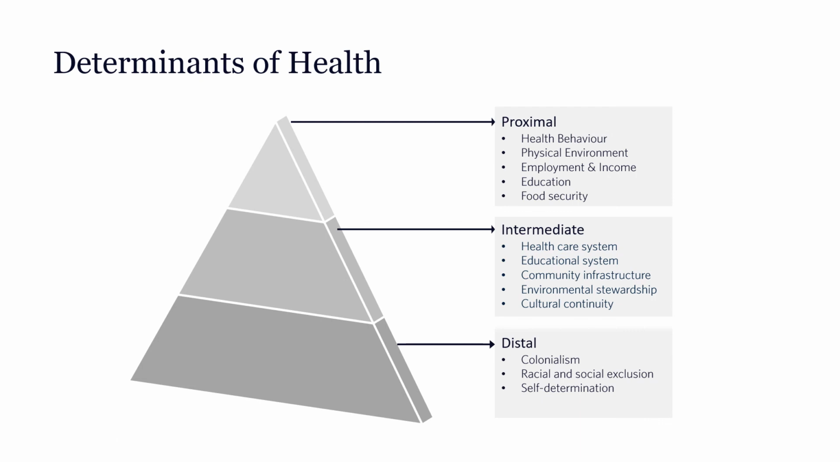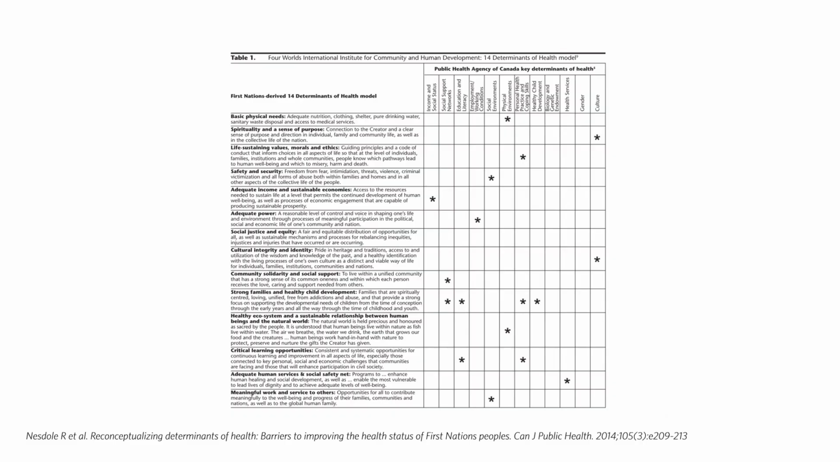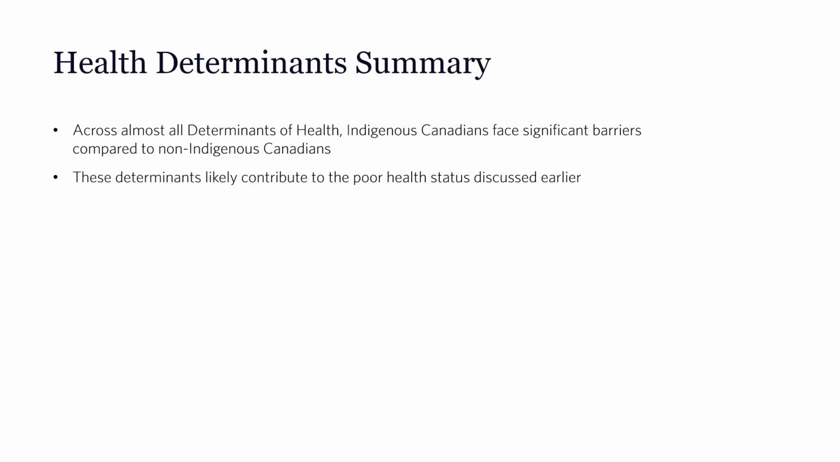Looking back at the determinants of health, Indigenous Canadians face significant inequity throughout the proximal, intermediate, and distal determinants. This systematic deprivation of the means to achieve health and well-being has been termed structural violence. Some current work is ongoing in defining determinants of health in ways that are more relevant to Indigenous Canadians. This can be instrumental in moving forward on improving health equity. In closing, Indigenous Canadians face significant barriers across almost all determinants of health compared to non-Indigenous Canadians. These adverse determinants likely contribute to the significant gap in population health status we examined earlier.